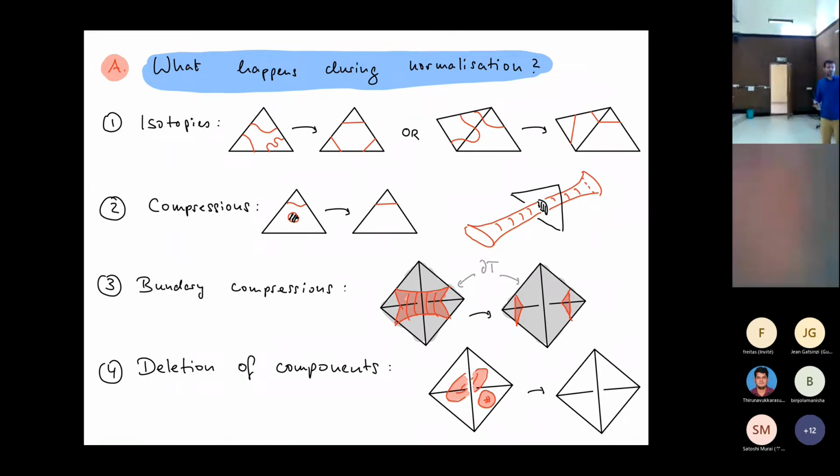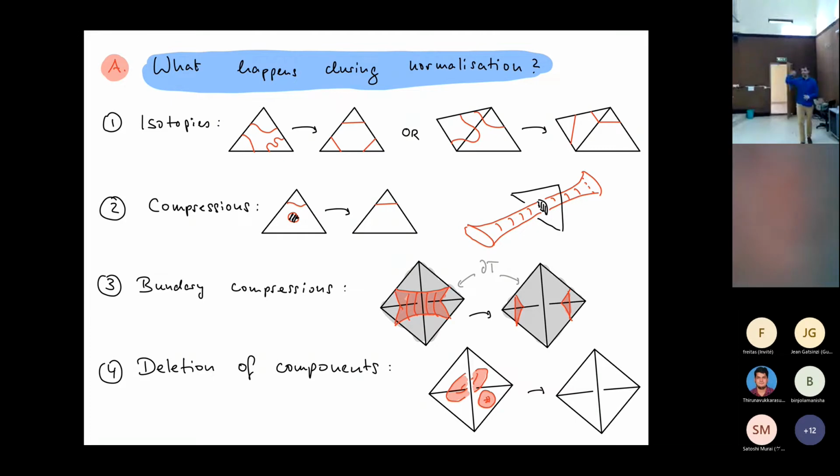But if you think about it, Heegaard surfaces are compressible. So this could happen with a Heegaard surface. And this is why Heegaard surfaces do not always occur as normal surfaces. And then you have more complicated things such as boundary compressions, right? Where here in the front is the boundary. So you can do a boundary compression and you can delete components. So this is all that can happen during normalization.